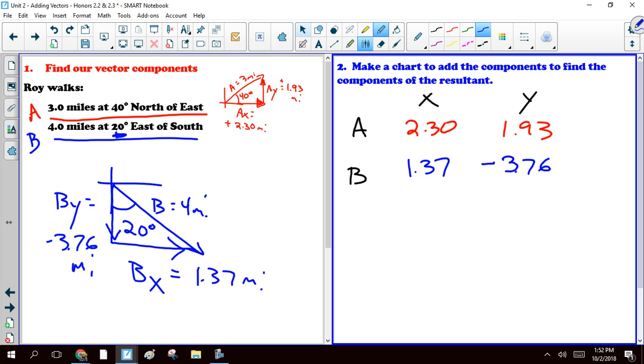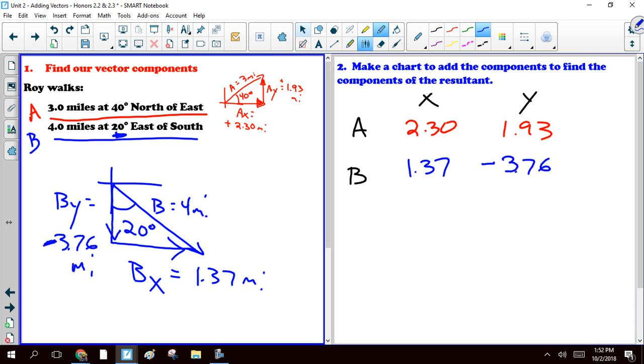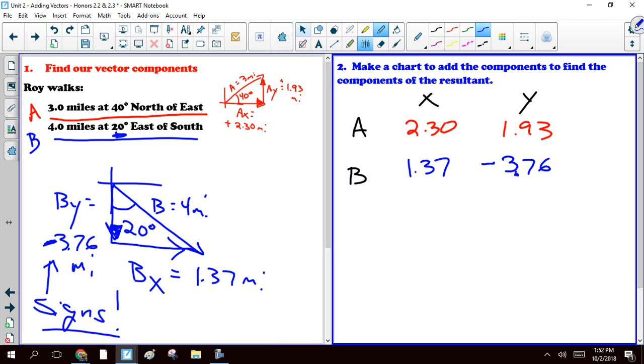I'm worried I didn't stress this enough. This needs to be negative because it points down. The math won't tell you that. You have to watch your signs, S-I-G-N signs, and your S-I-N-E signs too, I guess. So there's my vectors. So that's step one, find the vector components. Step two, make the chart to find the components of the result.